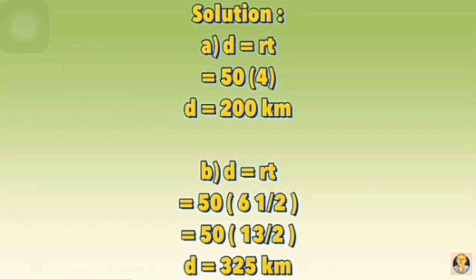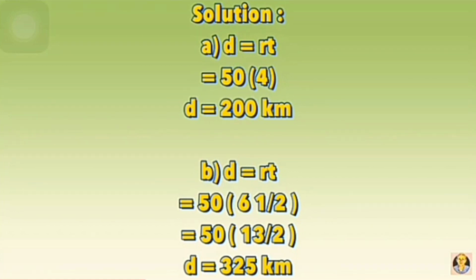Okay, we will use our solution. We will use D equals RT for letter A. Then the given rate is 50 kilometers per hour. Then we are going to multiply by the time, which is 4 hours in letter A. Then 50 times 4, we're going to multiply, becomes 200 kilometers, the distance covered in letter A.